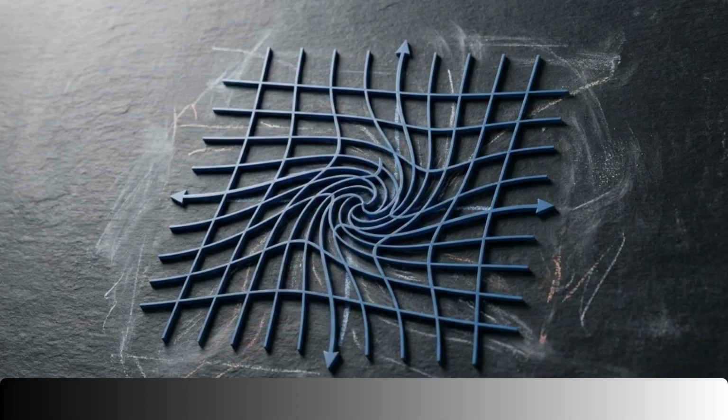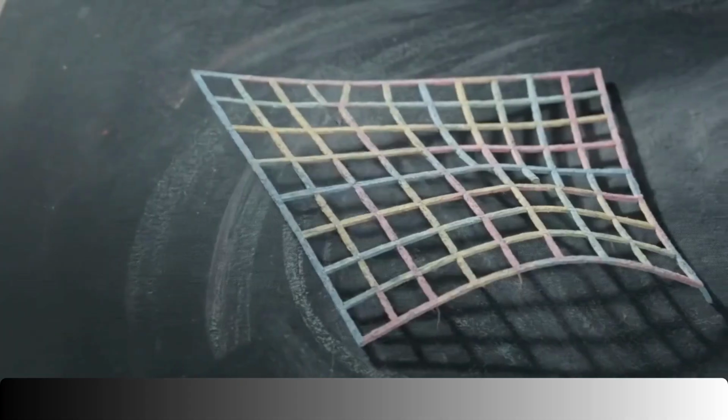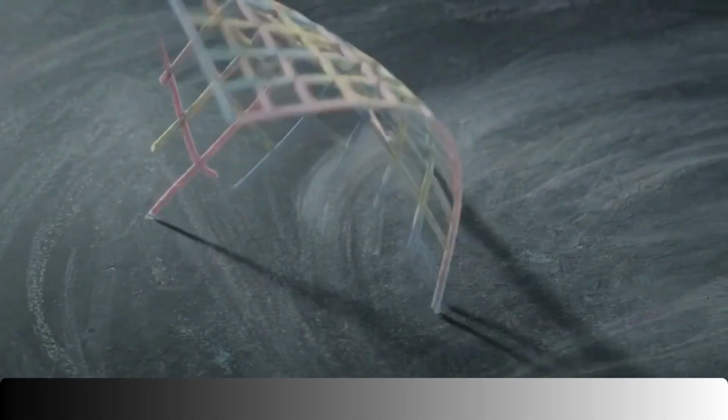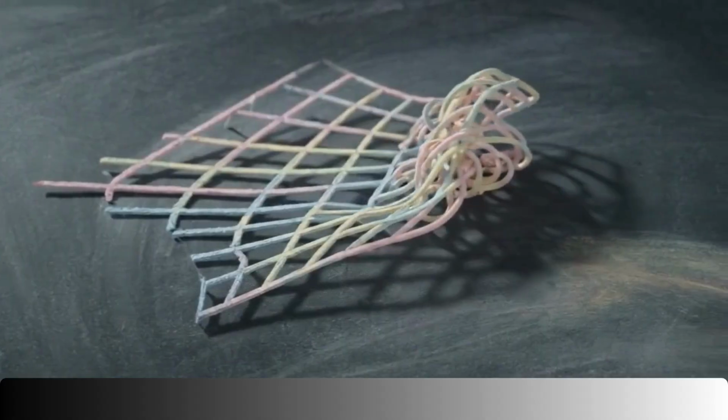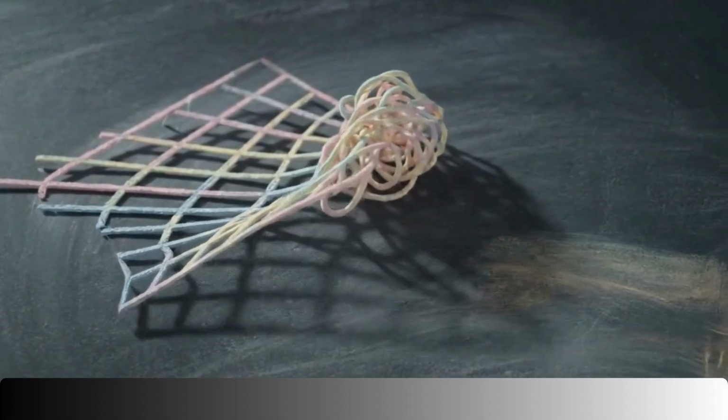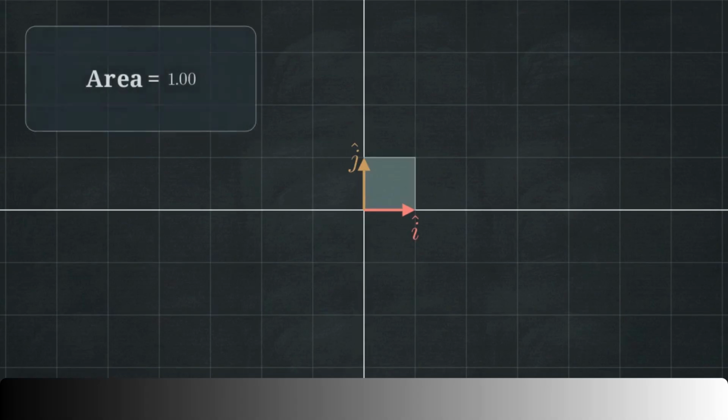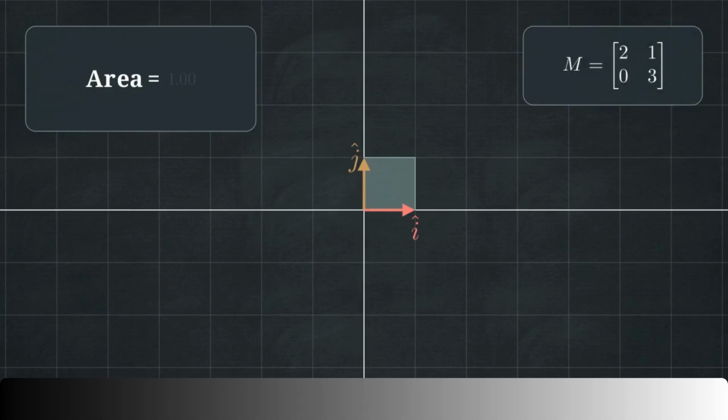To actually see what that looks like, we have to view a matrix as a verb. It is a transformation, an action that takes a space and warps, stretches, or compresses it. Imagine a standard two-dimensional grid. At the origin, we have two basis vectors, i-hat and j-hat, which form a simple 1x1 square. This is our unit square, and its area is exactly 1.